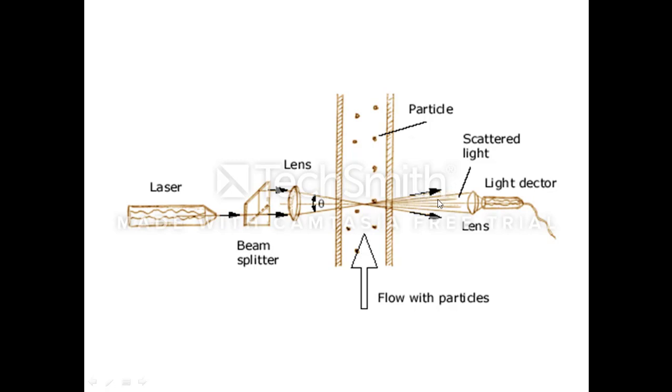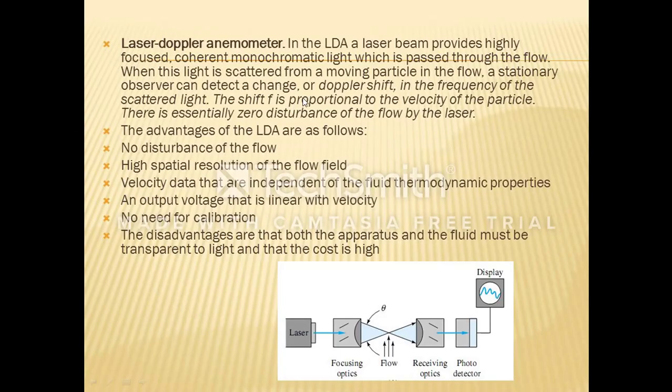Here the scattered light is received by the light detector, which detects the refracted light beams. In the light detector we have a Doppler shift. Based on the dimension of the Doppler shift, we measure the flow rate. You can look at this: the shift is proportional to the velocity of the particle. There is essentially zero disturbance of flow by the laser.